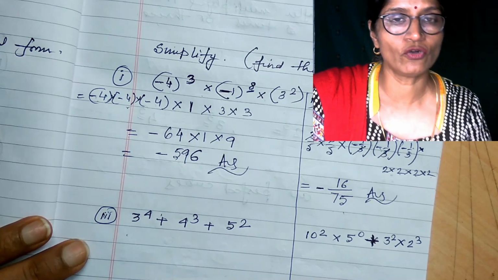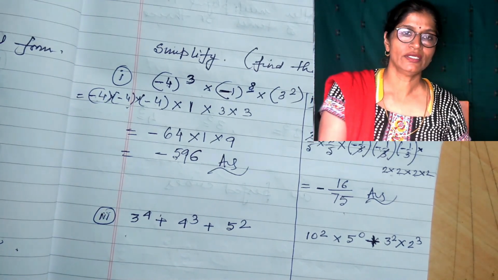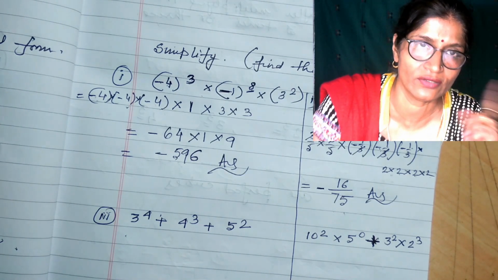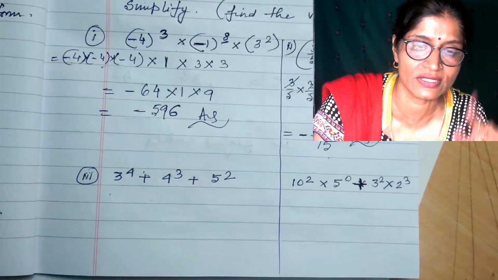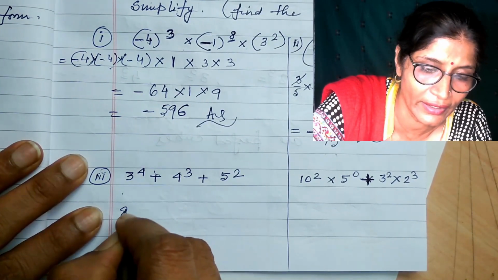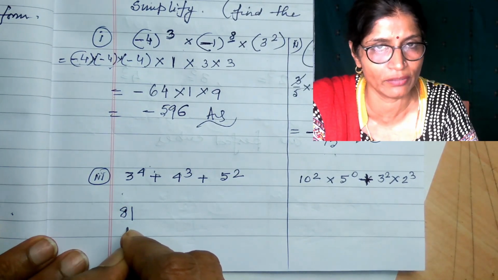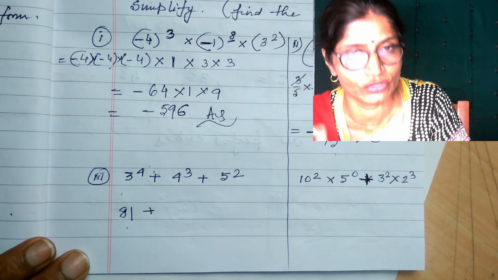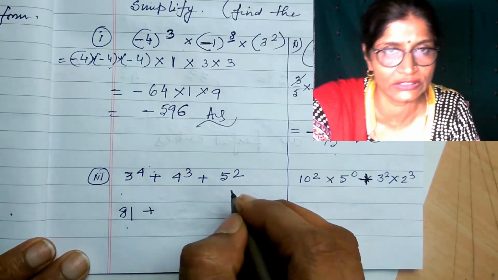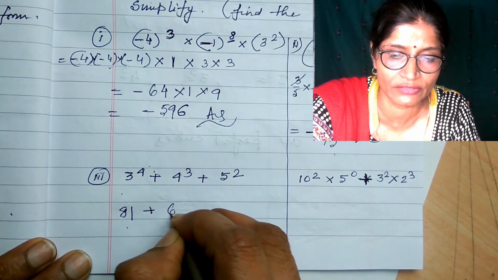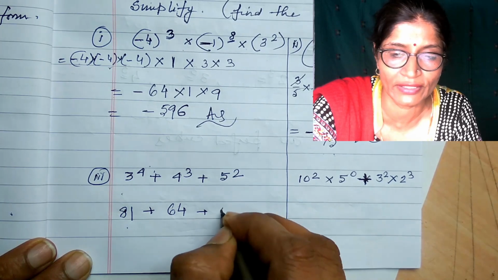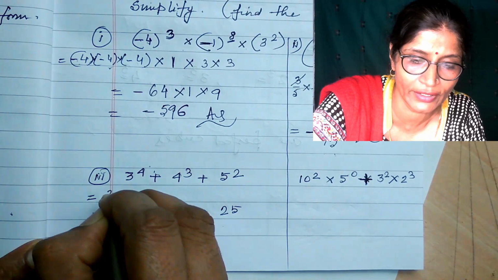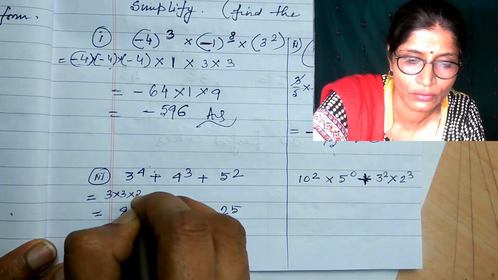Next 3 to the power 4 means 3 multiplied by 3 itself 4 times. You can directly write. You know 3 3s are 9, 9 3s are 27 and 27 3s are 81. So write here 81. 3 to the power 4 value is 81. Plus 4 to the power 3 means 4 into 4 into 4, 3 times. So that is what? 4 4s are 16, 16 4s are 64. Plus 5 into 5, that is 25. You can write directly or, if not clear, you can write in this way also.